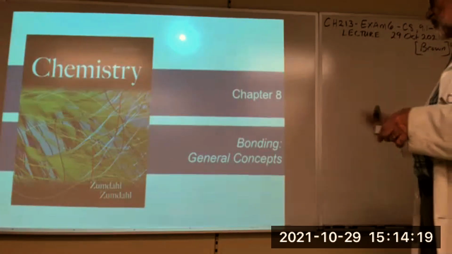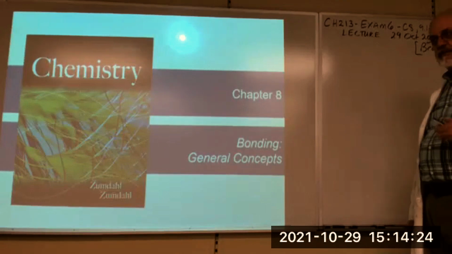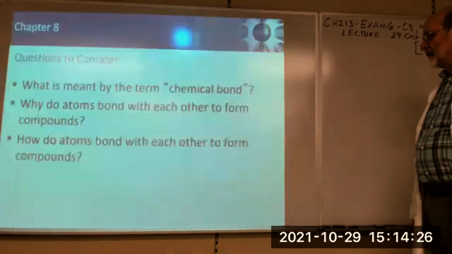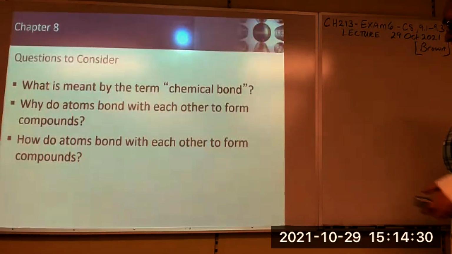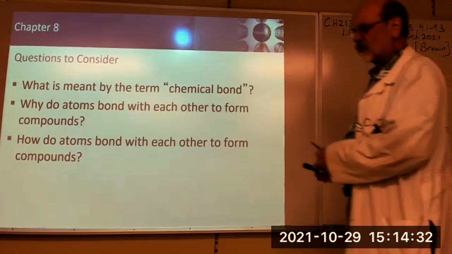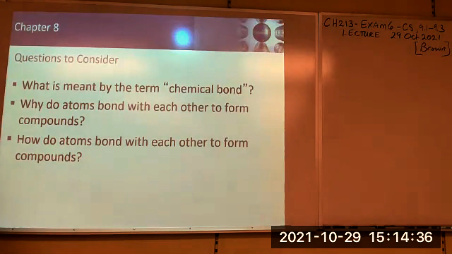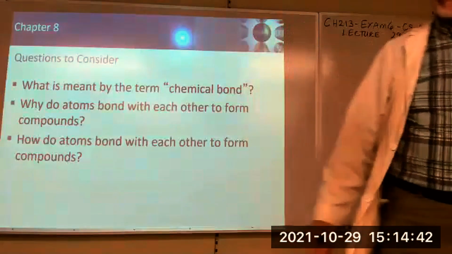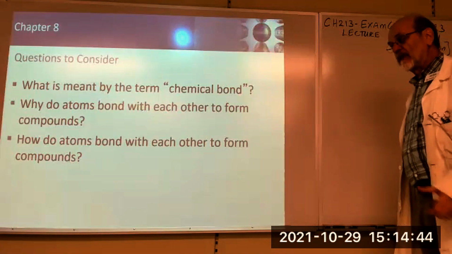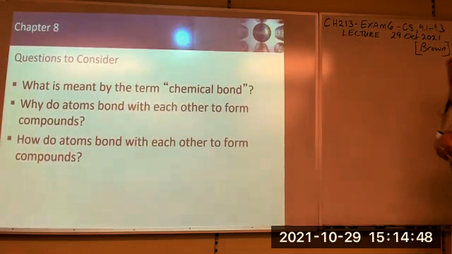So we're going to start off with some general concepts of bonding, what we think the chemical bond is like. First of all, what do we mean by a chemical bond? It seems intuitive, of course, based on the wording. Now we're talking about atoms that are held together as opposed to being separate.